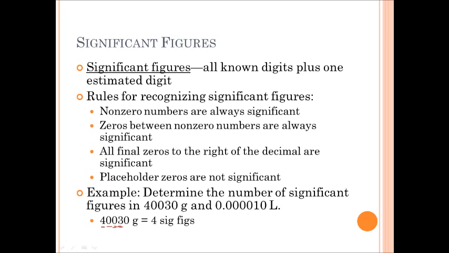And we have a 0 at the end with no decimal. So the 0 at the end doesn't count. The ones that I've underlined are all significant, so in this case we have 4 significant figures.